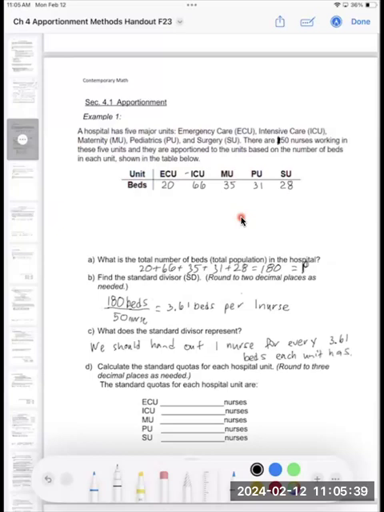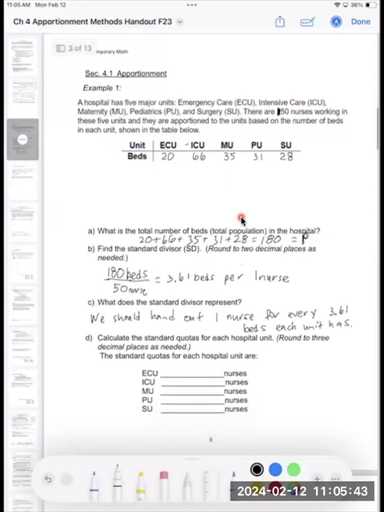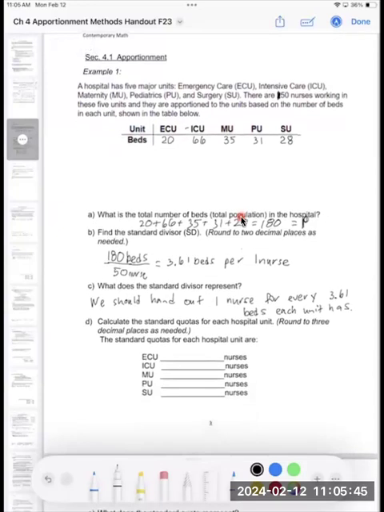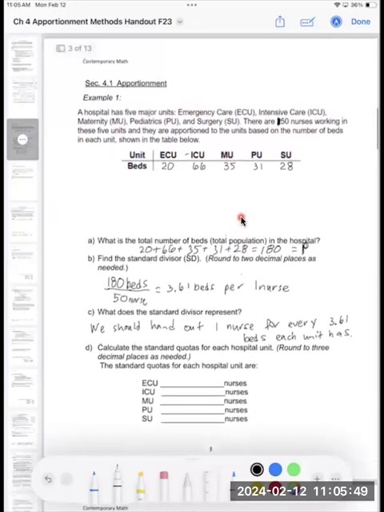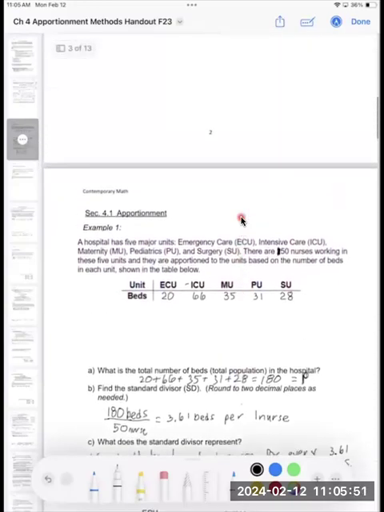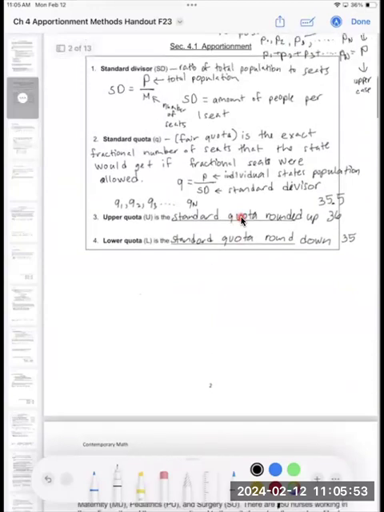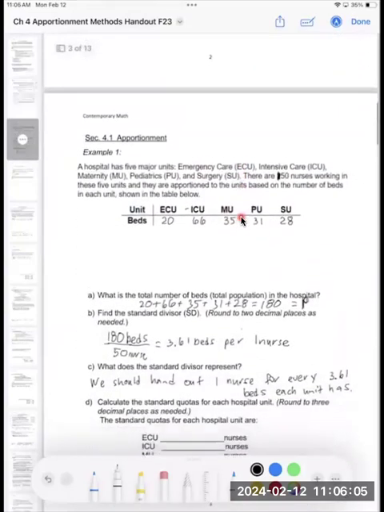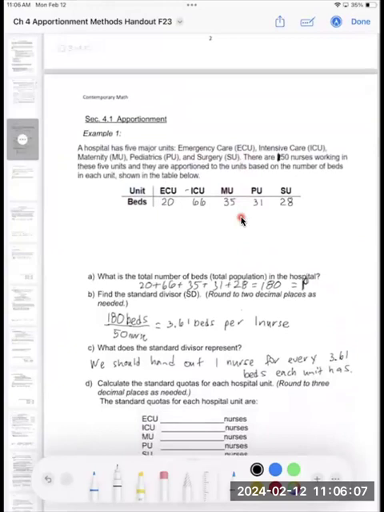And you can't even have 3.61 beds, but we'll just go ahead and divide that anyway. So they want us to calculate the standard quotas for each hospital unit and round to 3 decimal places. To calculate the standard quotas, just a reminder, it's each individual state's population. In this case, the population are beds, not people, divided by the standard divisor, which we just calculated.